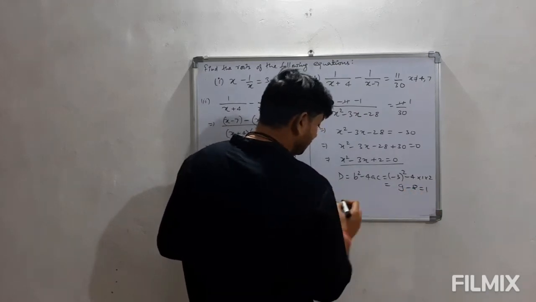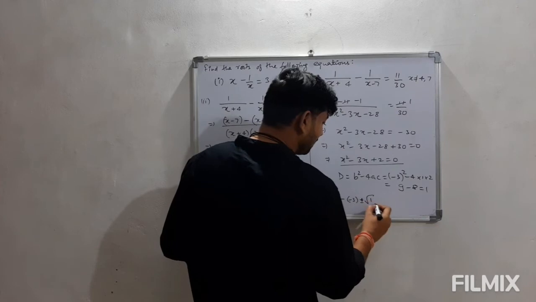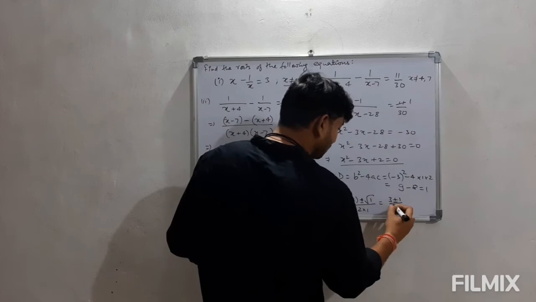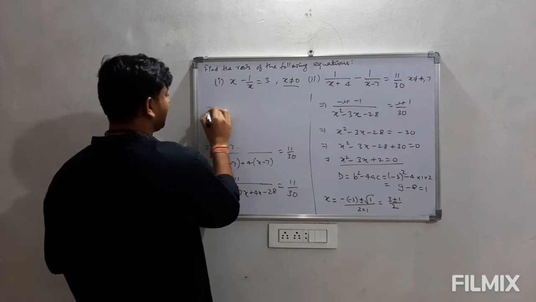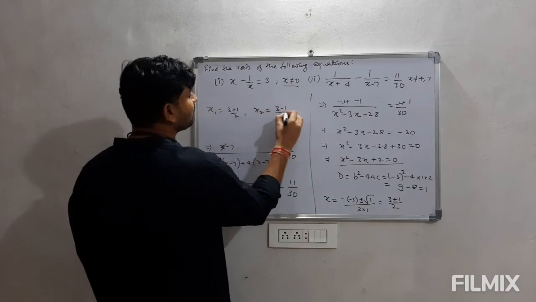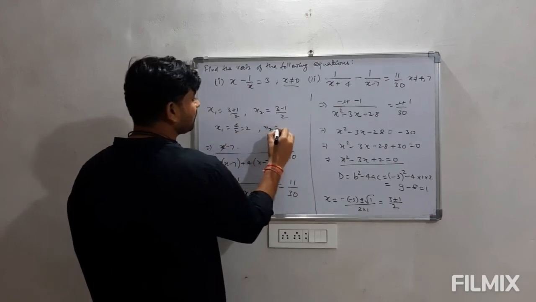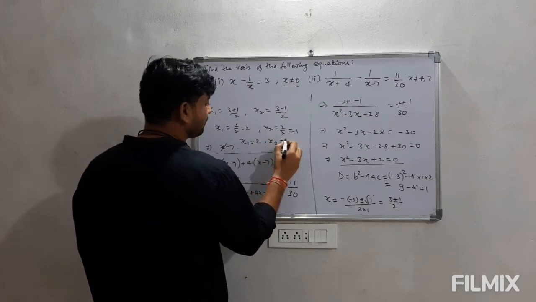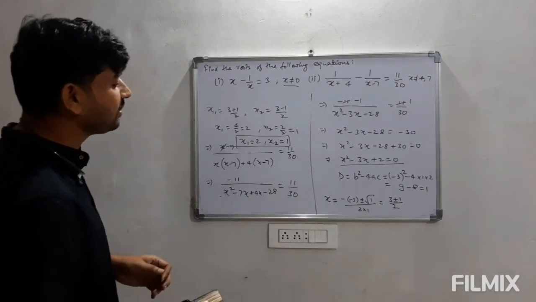So the value of x is minus b, means minus of minus 3, plus minus under root D, that is 1, upon 2a, that is 2. So from here we are getting 3 plus minus 1 upon 2. So clearly the roots of this equation will be x1 is 3 plus 1 by 2 and x2 is 3 minus 1 by 2. So x1 is 4 upon 2, that is 2, and x2 is 2 upon 2, that is 1. So the two values of variable x are x1, that is 2, and x2, that is 1. So this is how we solve these kinds of equations.